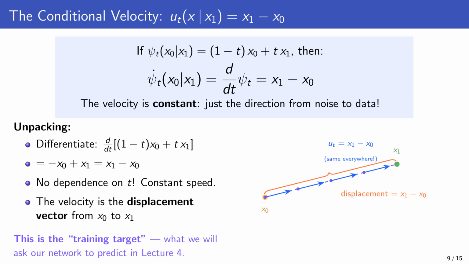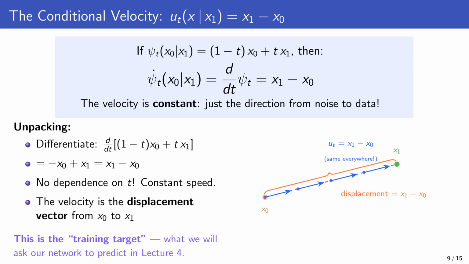Now here is something beautiful. If the path is a straight line, what is the velocity? We just differentiate. The derivative of (1 minus t) times x0 plus t times x1 with respect to t gives us negative x0 plus x1, which is x1 minus x0. That is the entire conditional velocity field, x1 minus x0, the direction from the noise sample to the data point.